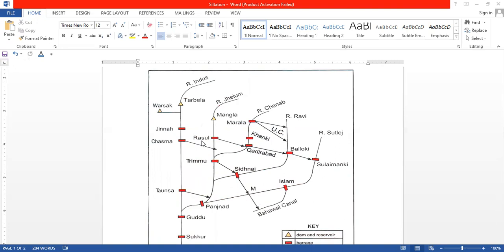Rasul is the name of a barrage that is constructed on the river Jhelum, and a canal has been taken out. The name of the canal is Rasul Kadirabad, and it gets water from river Jhelum and supplies water to river Chenab at Kadirabad barrage. So this is the purpose of the link canal.